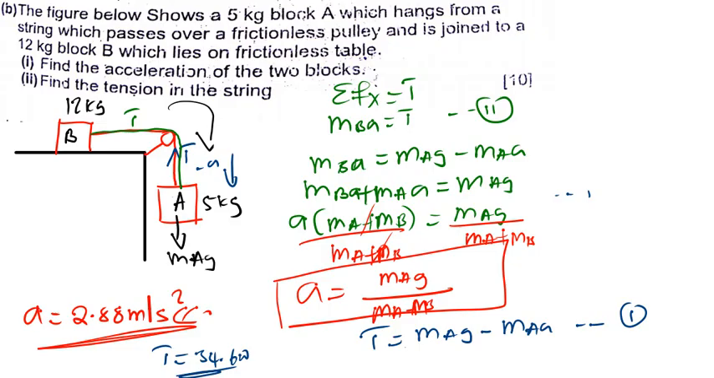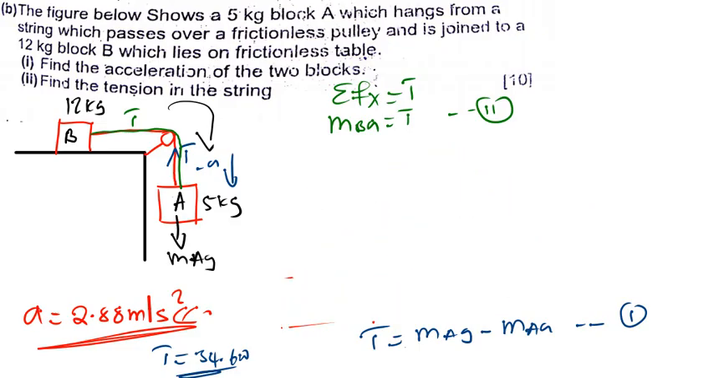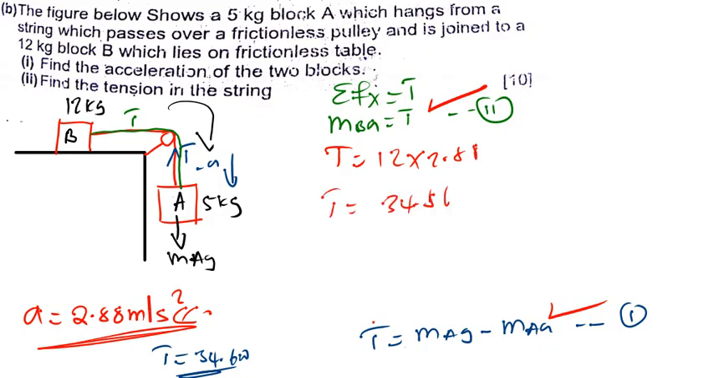Now, how do you find the tension force? Here you have already derived the formulas. It's just a matter of choosing. It's either you will go with this equation or that equation. If you plug in the values, it will definitely give you the same thing. 12 times 2.88, and then the tension is 34.56, which is 34.6 newtons. So as you can see, it is something that is very simple. It's just a matter of you following up.